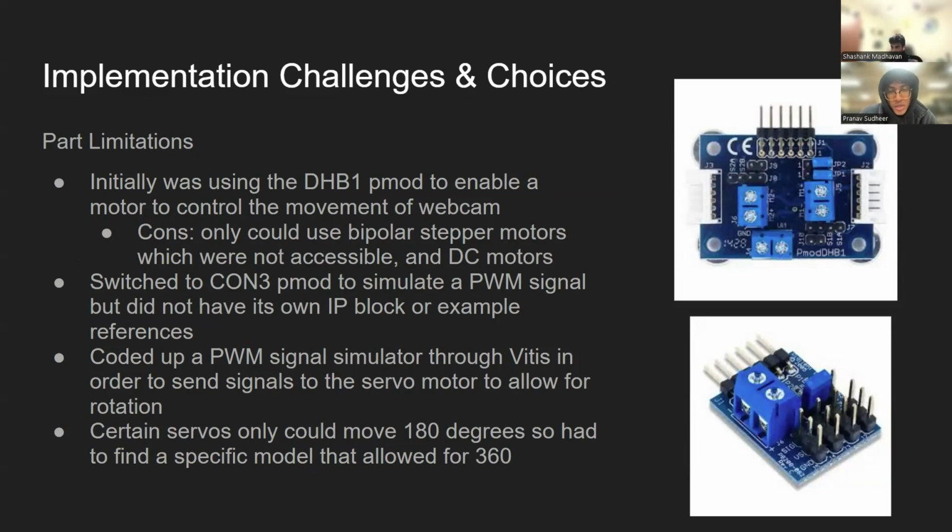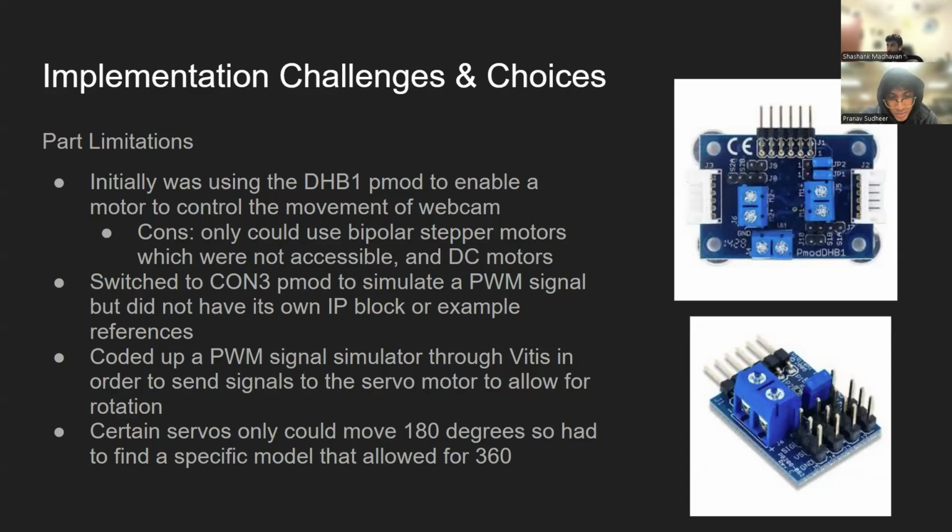So when we originally tried to implement that, we realized that the functionality of the DHB1 PMOD is that it can only use bipolar stepper motors and DC motors, like two DC motors. But bipolar stepper motors were not accessible, and DC motors required extensive breadboard work and different functionality in order to power it properly and control it.